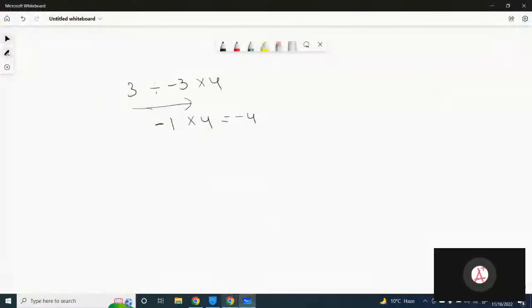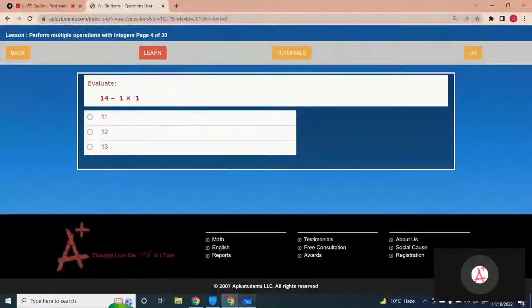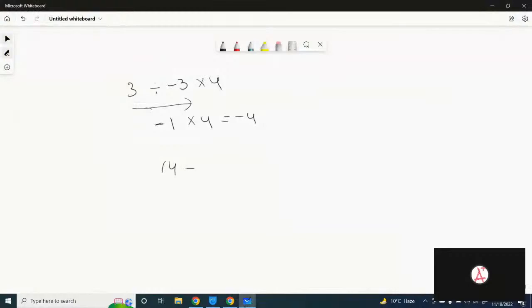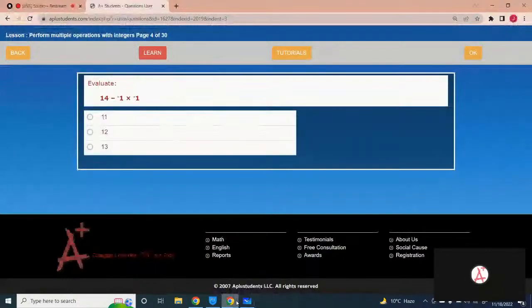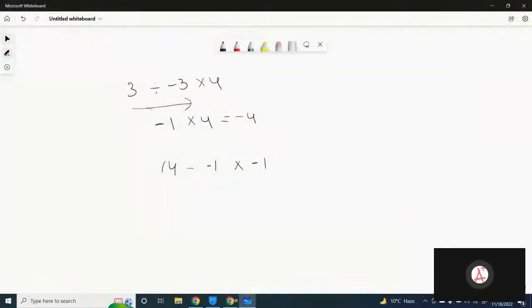Okay, the next one is 14 subtract negative 1 multiply by negative 1, I think. Yes. So first we have to multiply because multiplication has the higher priority. Got it? So you have to do negative 1 times negative 1 makes positive 1. Got it? It would be 14 minus 1. So 14 minus 1 is 13. Got it?